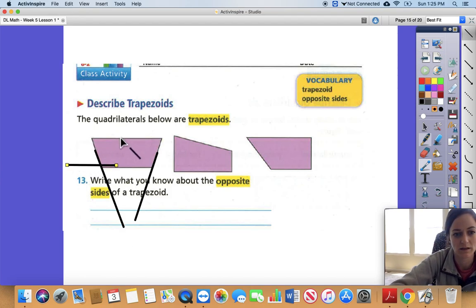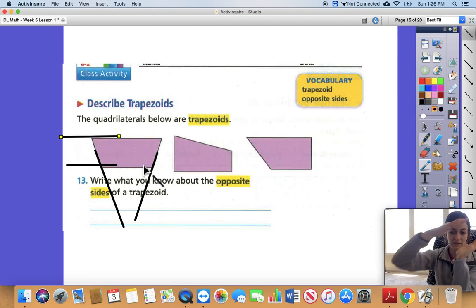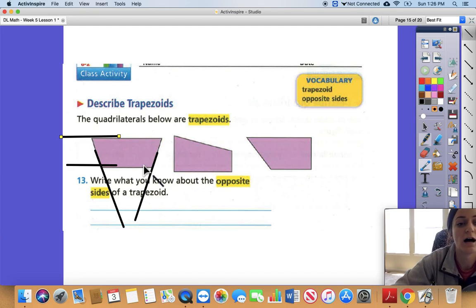Oops, I got off a little bit. Okay, these sides are parallel to each other. So a trapezoid is a quadrilateral, so it has 4 sides, but it only has one set of parallel lines rather than 2, like a parallelogram, okay?